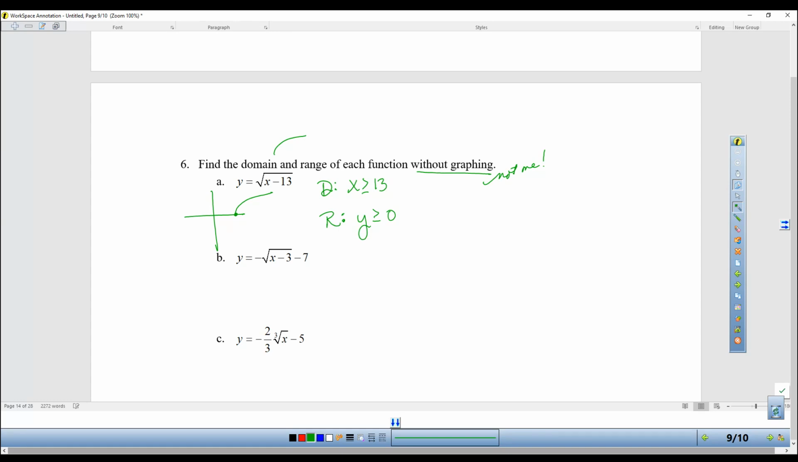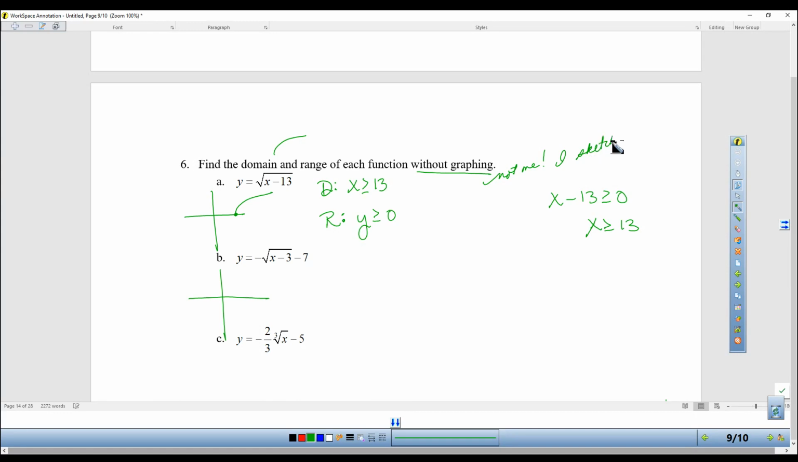So how would you do it without graphing? I guess you would just think it through in your head and say, well, I know that we want x minus 13 to be greater than or equal to 0 because you can't put a negative number underneath the radical, so x must be greater than or equal to 13. If that makes more sense to you, then you may do that. But for me, I love to just make a sketch.